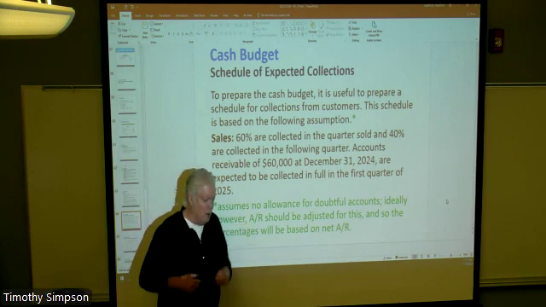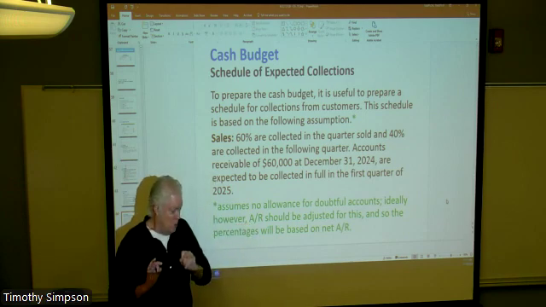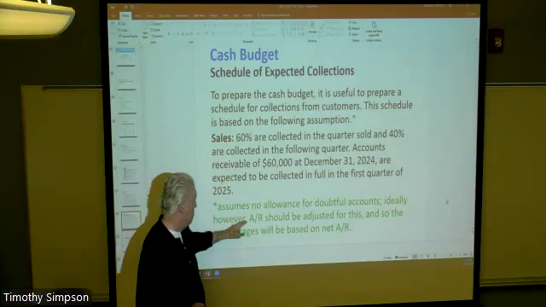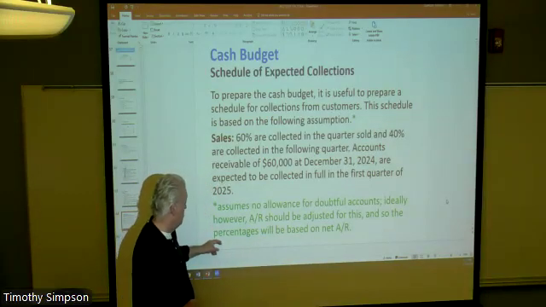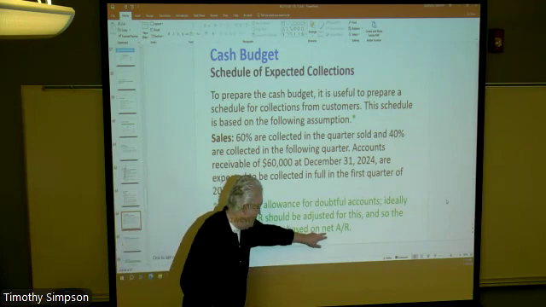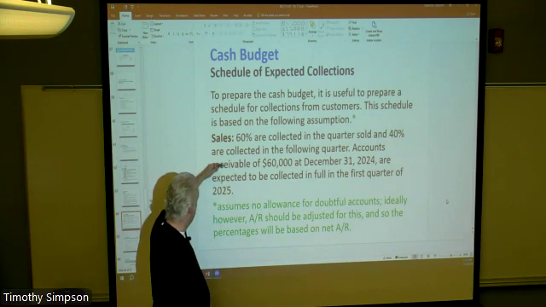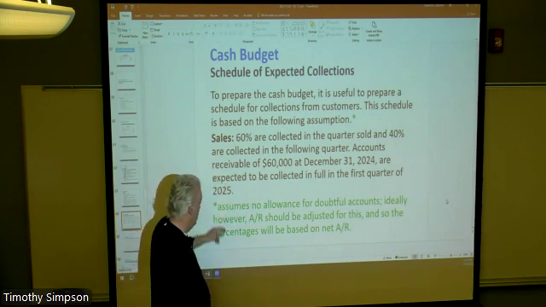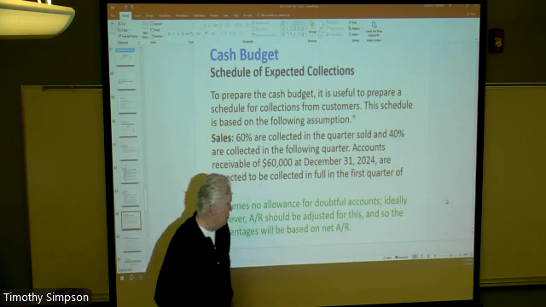Remember, we're working on the cash budget, which is building our way not to the income statement, which we've already done, but to the balance sheet. So it should be adjusted. The percentages will be based here, realistically, on the net accounts receivable. That's accounts receivable minus allowance for doubtful accounts, which is the contra asset account, and the net accounts receivable. That's what we should be going on.